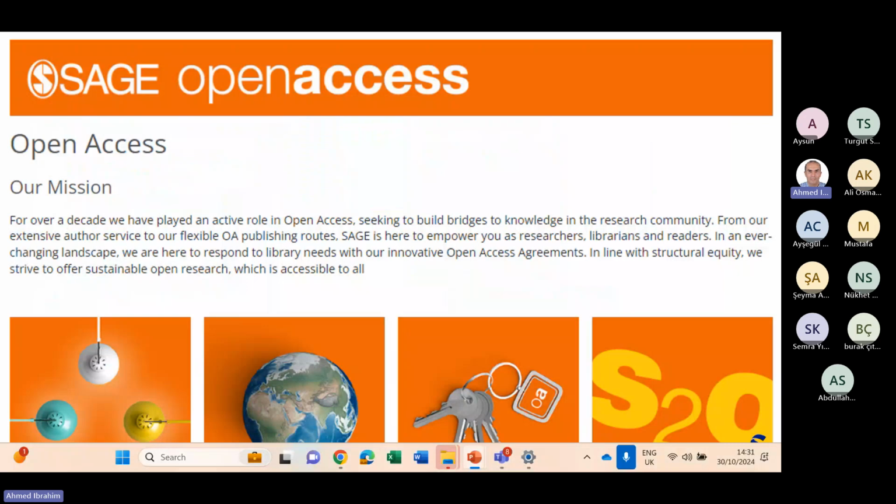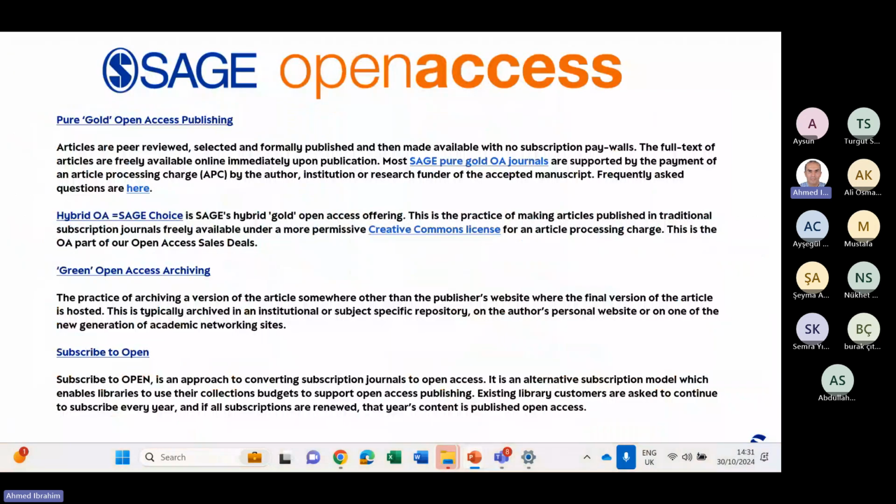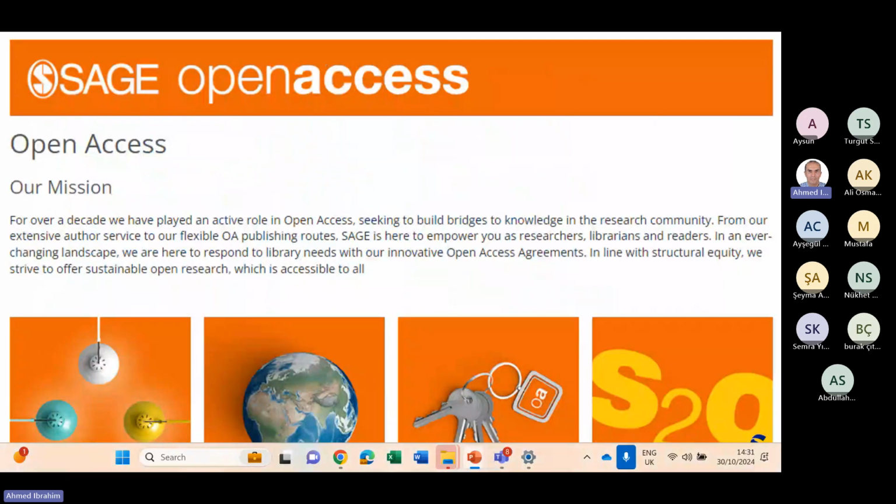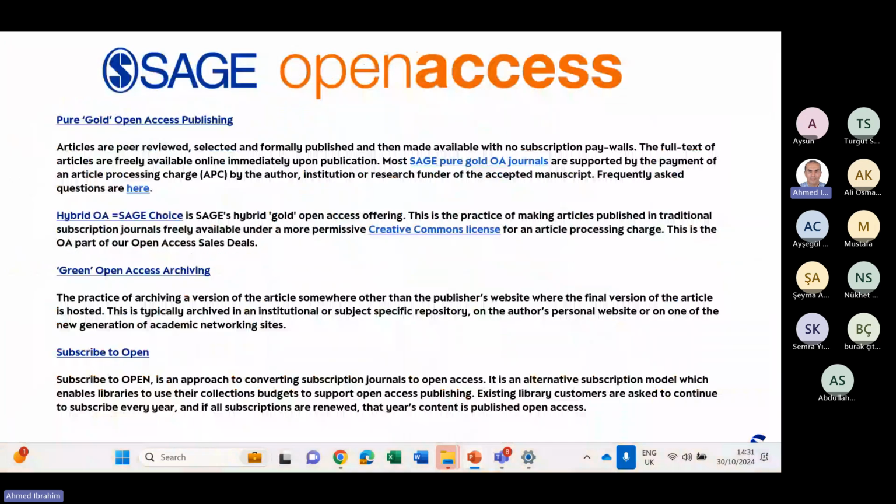The open access we discussed in how to get published. We have the pure gold open access. As you know, pure gold open access means you are publishing your article in a journal of which all articles are open access. So it's called gold open access when all the articles in a specific journal are open access.